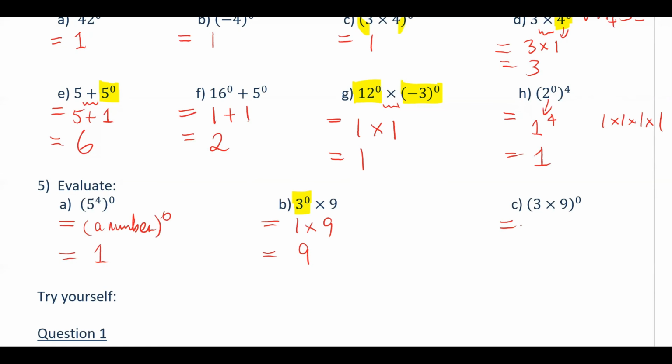And the last question is very similar to B, except I have inserted brackets around the 3 and the 9. Now, that's going to change your question because your base is no longer just the 3. Your base is 3 times 9. So 3 times 9 is 27, and then you're going to raise it to the power of 0. Now, if you didn't know what 3 times 9 is, it would not affect your ability to solve the question because applying the 0 index means the answer will be 1.